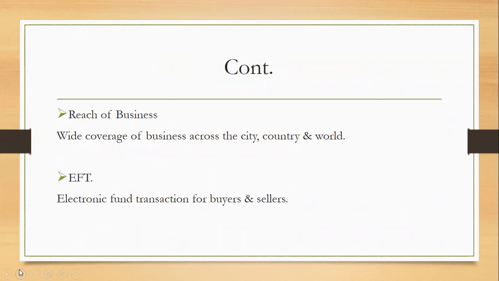Reach of business, wide coverage of the business across the country and the world. You can expand your business across the city, across the country, across the world. It's again up to you how much you can expand your business. E-commerce does not have any boundary. You can go to the world, and you can even find and hunt the consumer throughout the world.